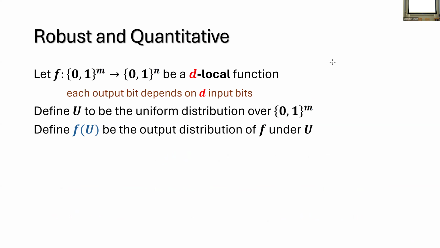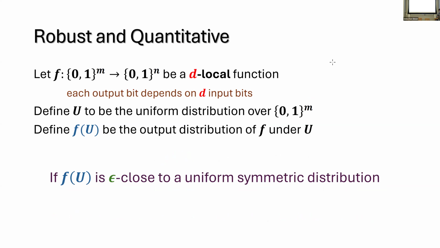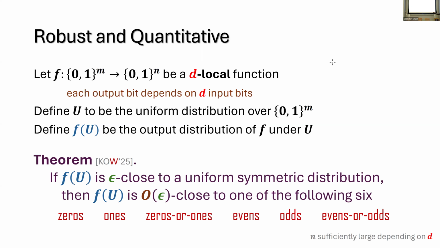Quantitatively, we can set D to be the locality, so every output bit depends on D input bits. We still want to understand F(U), which is the output distribution. We can do it in a robust version, not just talking about exact computation, but allowing total variation distance. So assume our output distribution is epsilon close to some uniform symmetric distribution, where epsilon closeness is measured in total variation distance of the two distributions. Then what we show is that it is in fact order epsilon close to one of the following 6 distributions. This theorem needs to assume n is sufficiently large depending on D. However, this constant is independent of D.